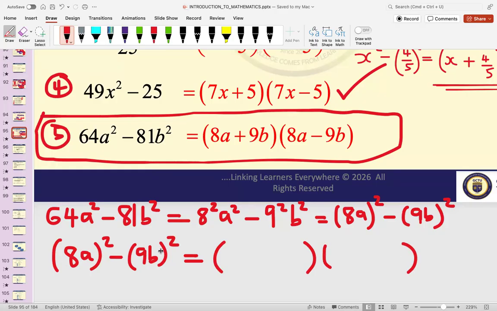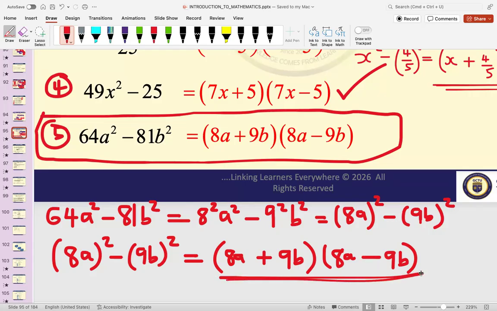Put our first number here, repeated, 8a, and repeat it again, 8a. Pick the second one, 9b, 9b. 9b has negative. When it crosses, it becomes positive. When it's going back, it becomes negative. And this becomes our final answer. And that is what you are seeing here.